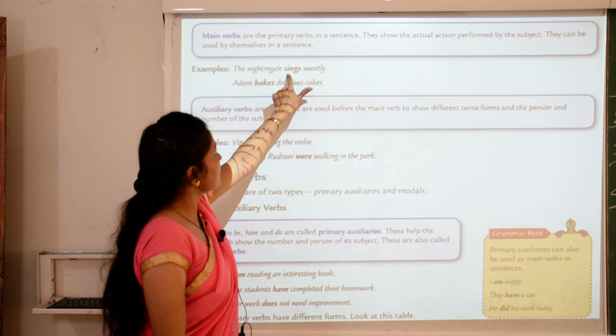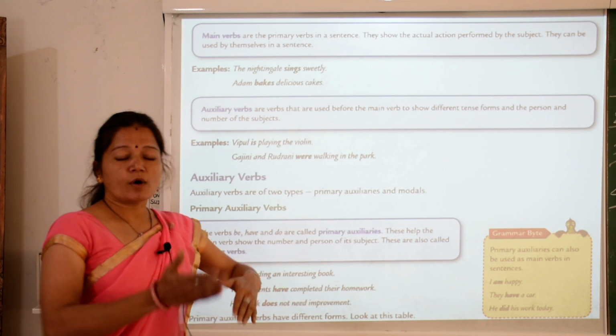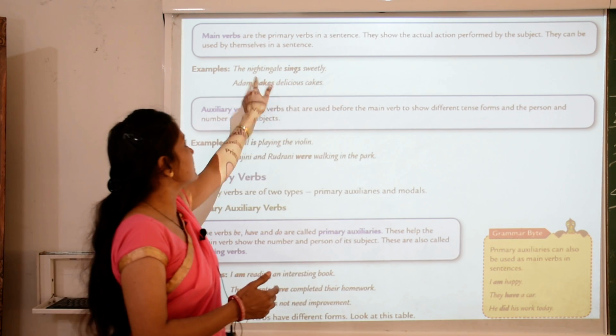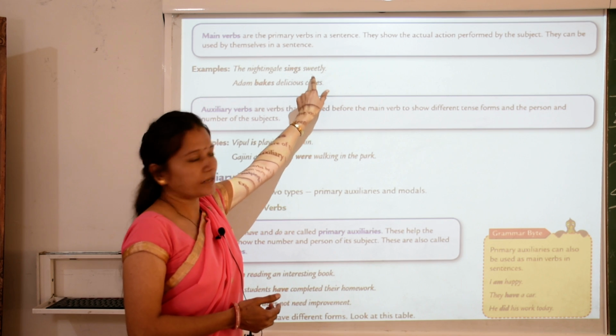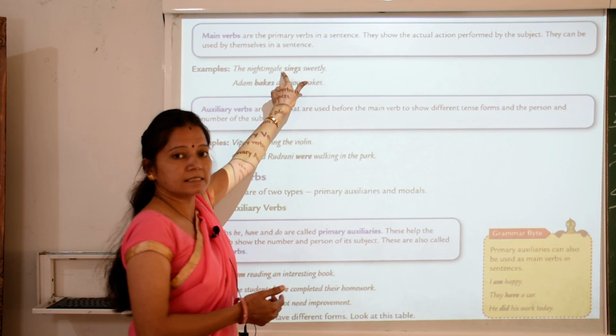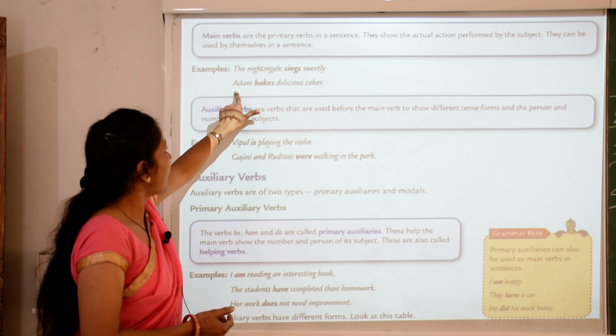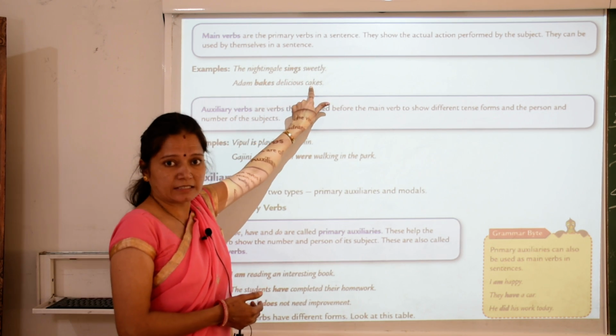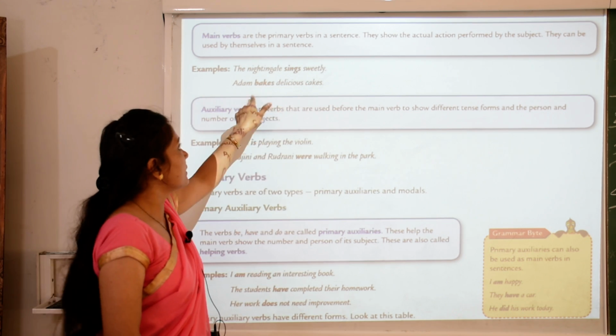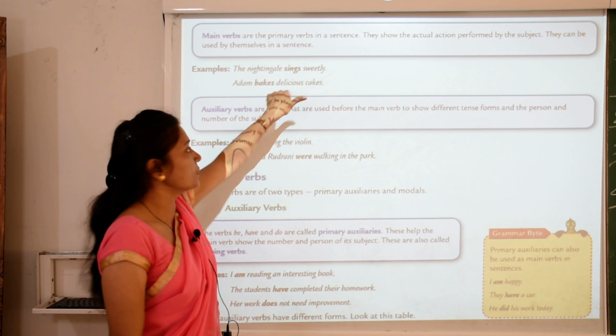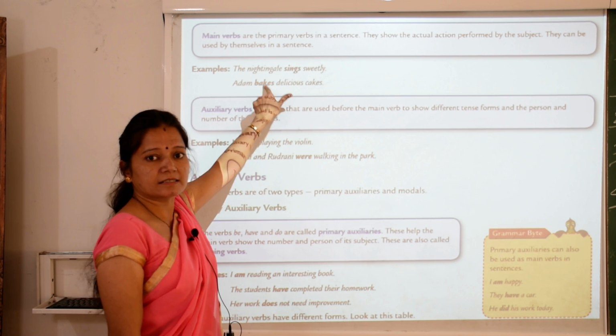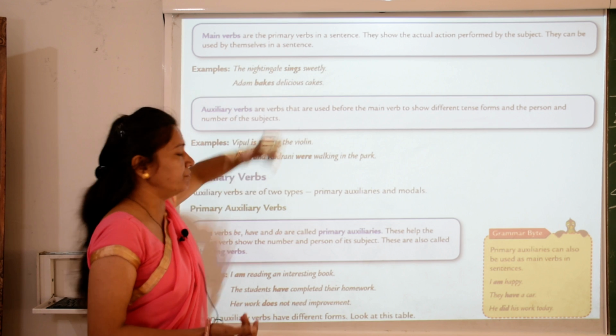The nightingale sings sweetly. What does the nightingale do? The nightingale sings sweetly. So here our main verb is sings. Adam bakes delicious cakes. What does Adam do? Adam bakes delicious cakes. So here the verb is bakes, and it is the main verb or principal verb.